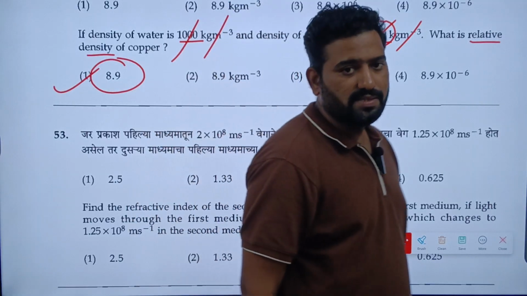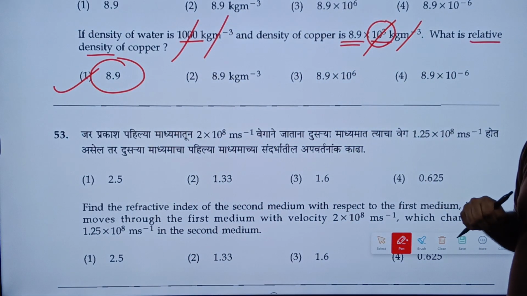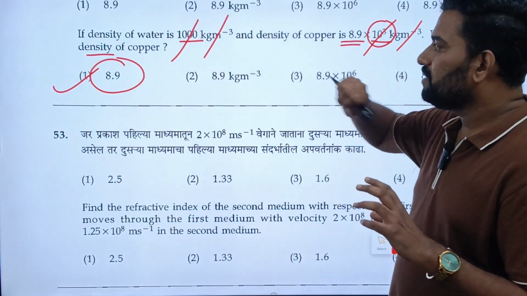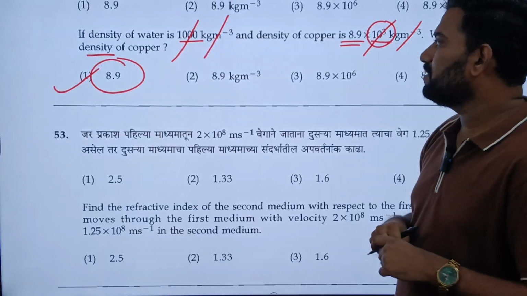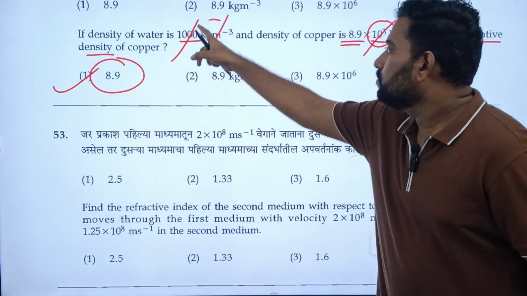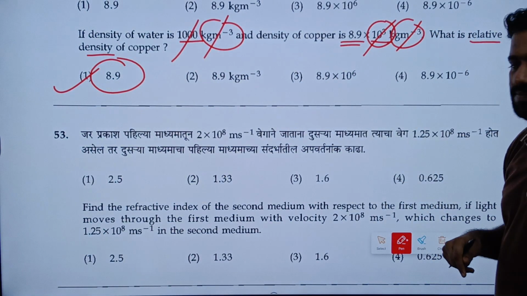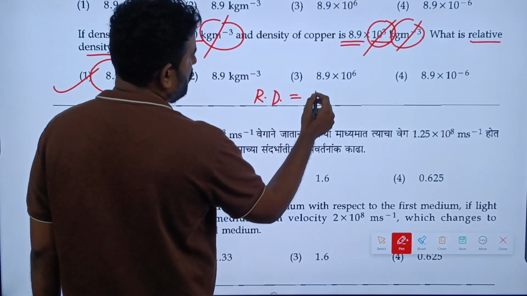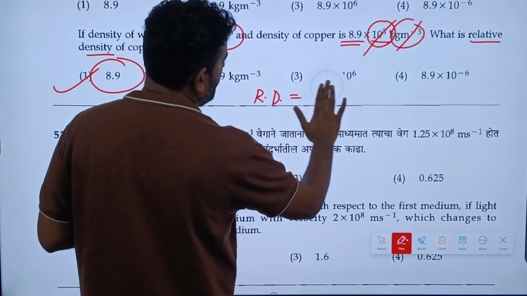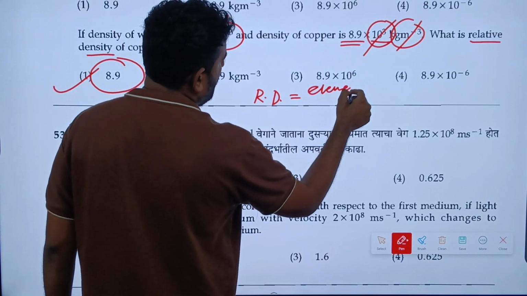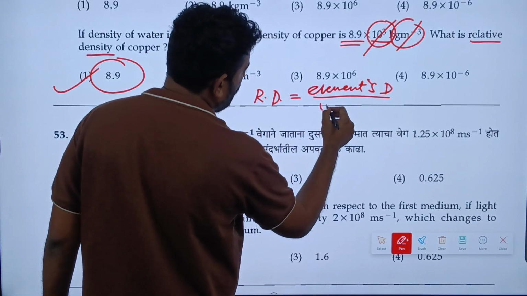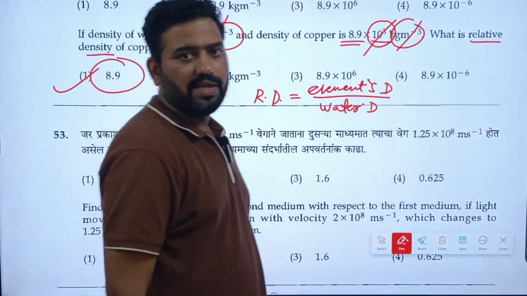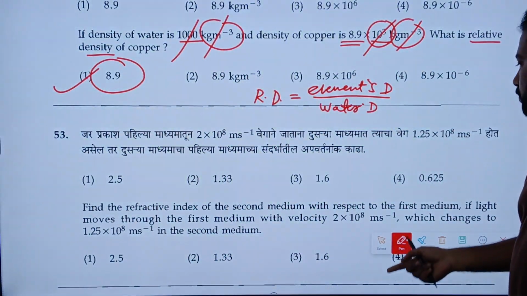Important thing is there is no unit for relative density because relative density is a quantity which is the ratio of two densities. So this unit also cancels. Relative density is equal to elements density upon water density. Very easy question. So move on to next question.